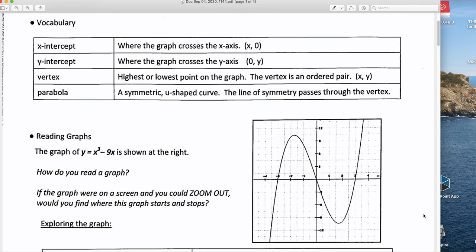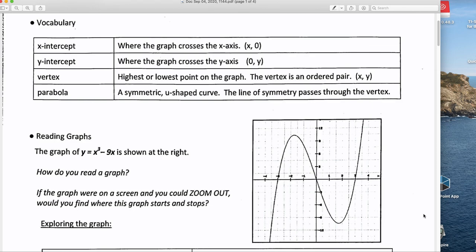Now, a lot of the graphs that we're going to look at today are shaped in something called a parabola. You may have heard that word before. A parabola is a symmetric U-shaped curve. It has a line of symmetry that passes through the vertex. And we'll talk about what symmetry and all of that stuff means in just a minute. But we're going to look at this graph very closely.